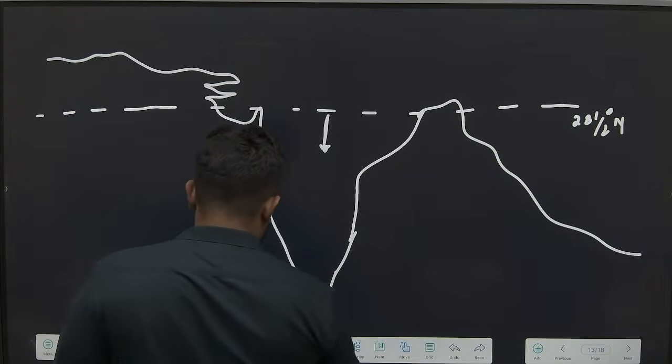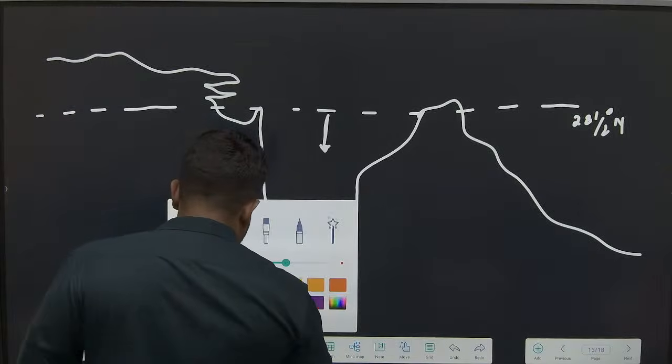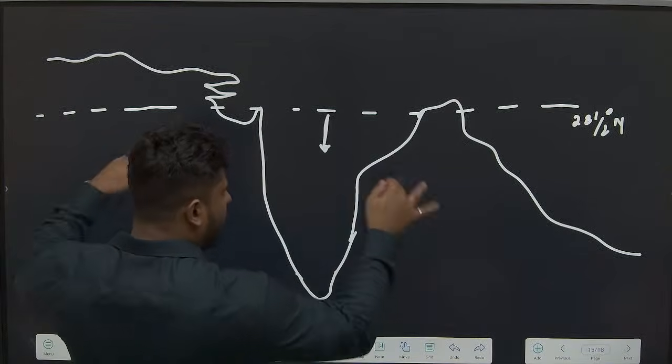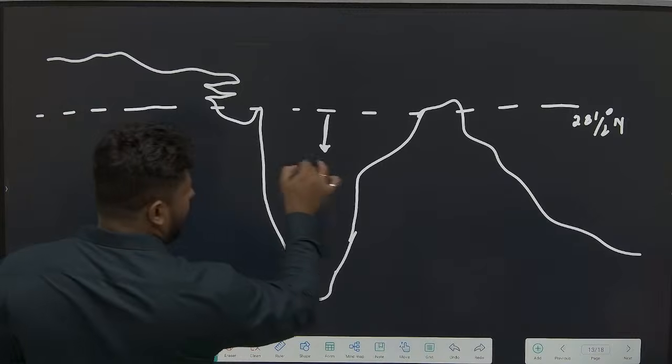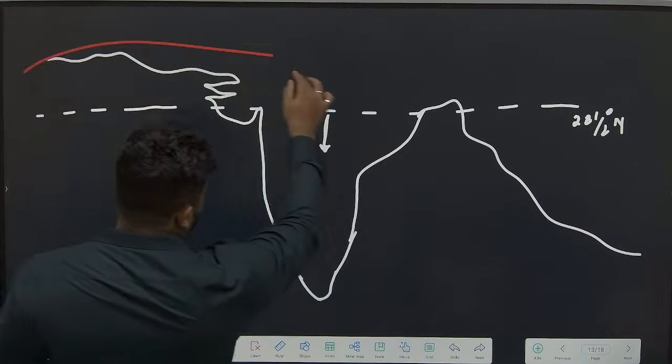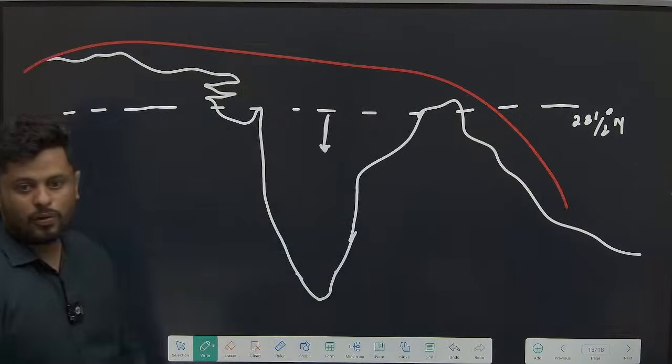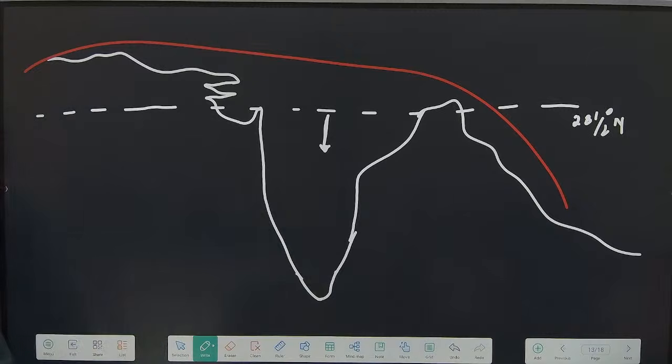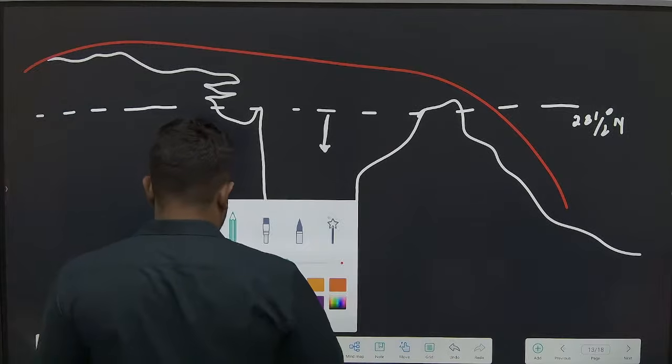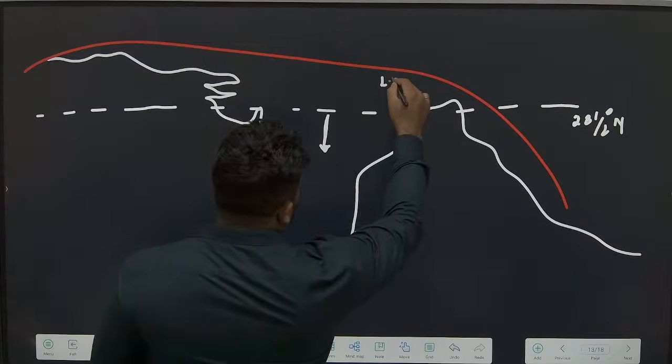The pattern of the intertropical convergence zone or that thermal equator will not be linear. It will follow this pattern, such that the lowest pressure developed is over here.